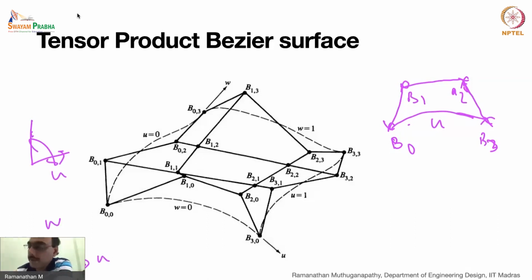So now how will this become? The notations also will get changed accordingly. And remember that this degree is associated with the number of control points. Yes or no? Degree of the Bezier curve is determined by the number of control points, isn't it? That's what we saw in the morning. Yes, sir. Correct. Now remember you have one direction in U and one direction in W. That means I can have one degree of curve in this U direction. I can have another degree in the other direction.